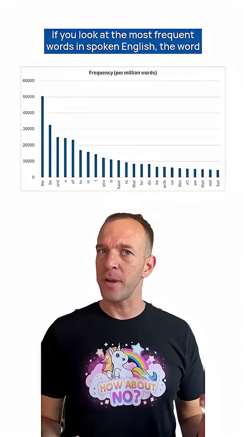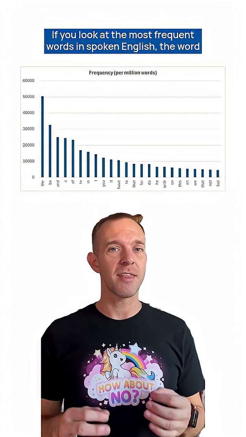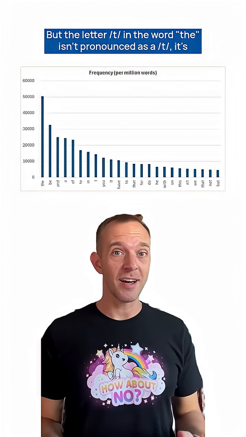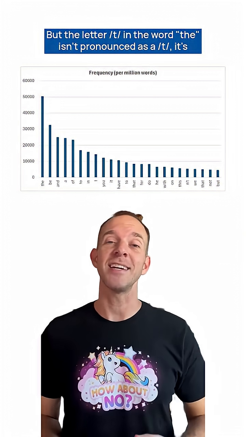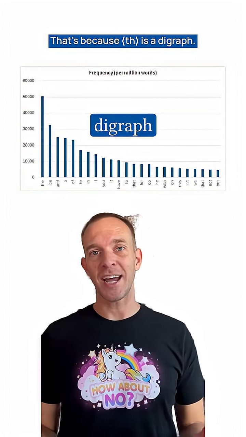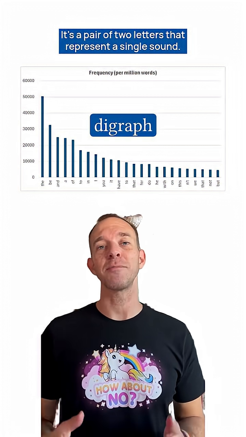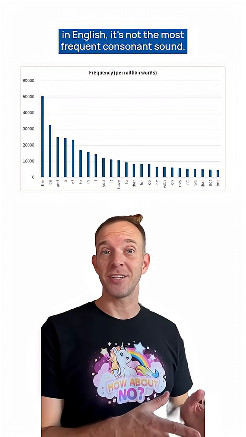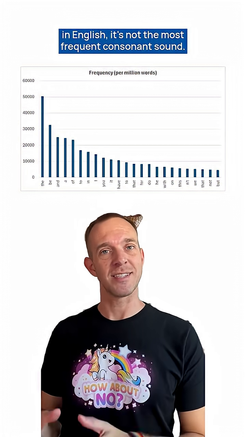If you look at the most frequent words in spoken English, the word "the" is the most common by far. But the letter T in the word "the" isn't pronounced as a T. It's pronounced as a TH sound, /ð/. That's because TH is a digraph. It's a pair of 2 letters that represent a single sound. So while T is the most frequent consonant letter in English, it's not the most frequent consonant sound.